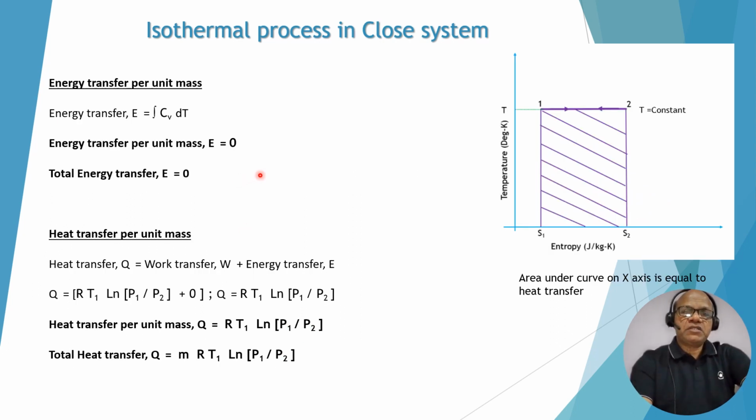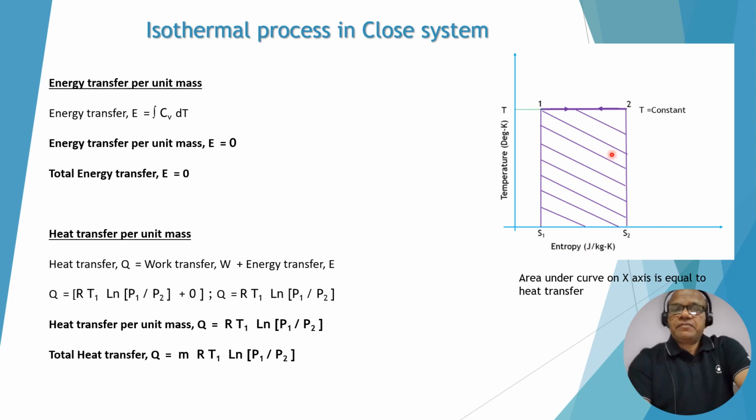Now energy transfer: since there is no change of temperature, energy transfer is zero. Heat transfer: as per the first law of thermodynamics, Q is equal to W plus ΔE, which is zero, so Q is equal to W, which is equal to RT1 log P1 by P2. So heat transfer per unit mass Q is equal to RT1 log P1 upon P2, and total heat transfer is equal to m into RT1 log P1 by P2.